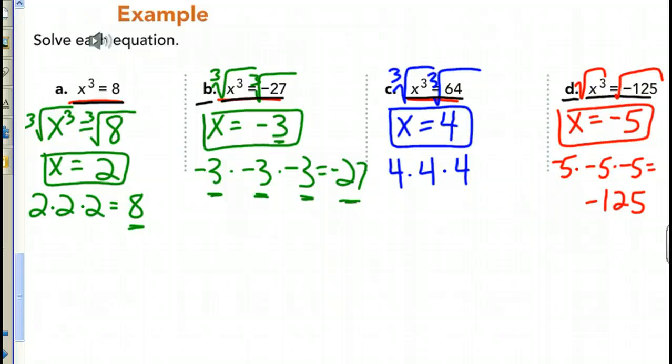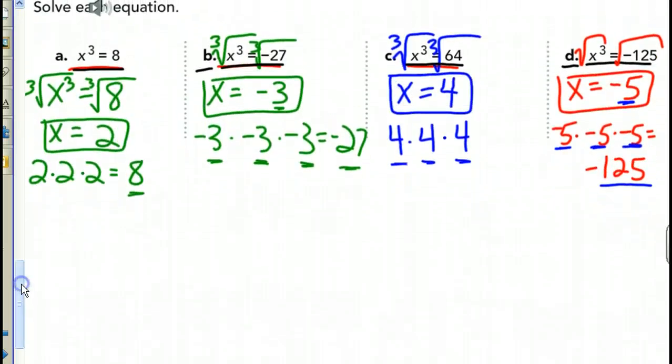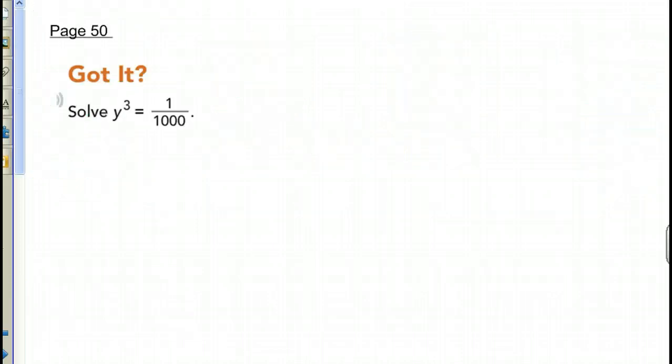equal to negative 27. For C, you should have gotten x equals 4, because 4 times 4 times 4 equals 64. And D, you should have gotten x equals negative 5, because negative 5 times negative 5 times negative 5 is 125. So you might have done a little bit more work than that, but those are the correct answers. If you got them wrong, please fix them. All right, next, got it.